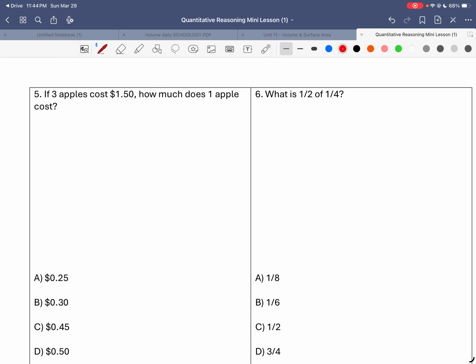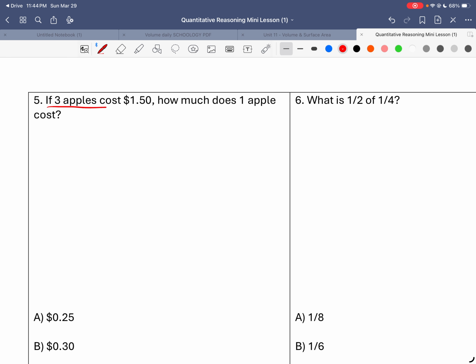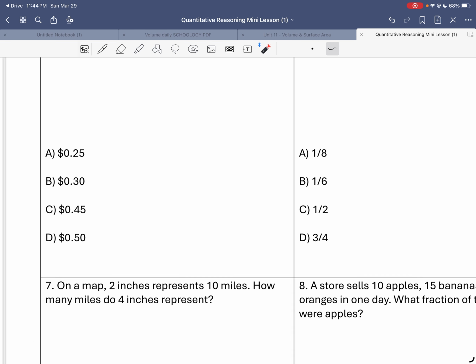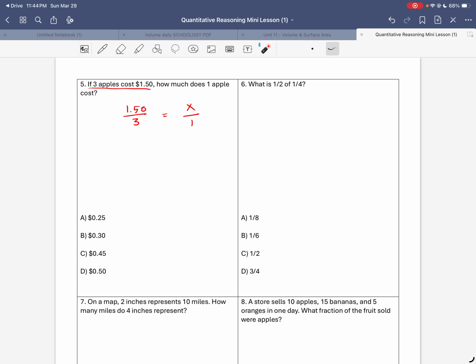Like here, number 5. If 3 apples cost $1.50, how much does 1 apple cost? I mean, yeah, $1.50 for 3 apples, right? Then what's 1 apple going to be? You don't really have to do it. You can just do it like here 2, here's a 3, then here 2. It's easy, right? So you guys can do it by yourself.